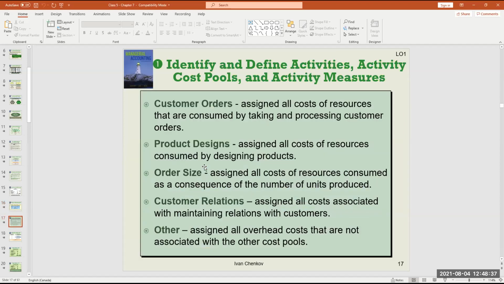So again, customer order. We're going to assign all the cost of the resources that are consumed by taking and processing customer orders, and we're going to call it the customer order activity cost pool. When we get all the costs, that will be our cost pool. Make sense? Do you understand now what the cost pool is?